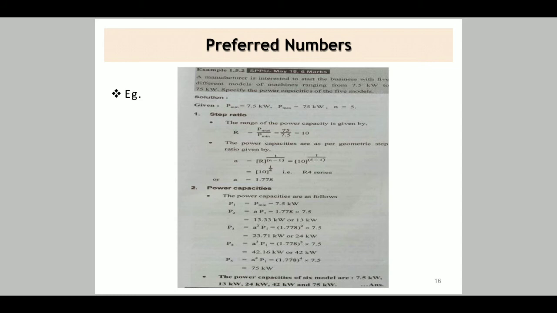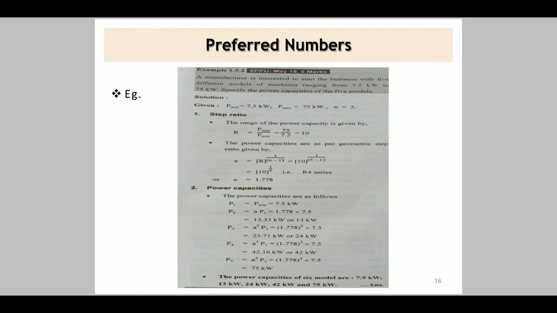So in the above example we have been given the range, that is, minimum power capacity is 7.5 kilowatt, maximum power capacity is 75 kilowatt, and number of models n is equal to 5. So first of all we will find out the step ratio. Now the range of the power capacity is given by R equal to P max upon P minimum, that is 75 upon 7.5 as given in the example. We will get R value as 10.